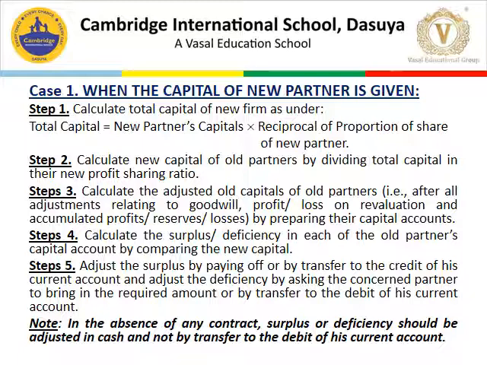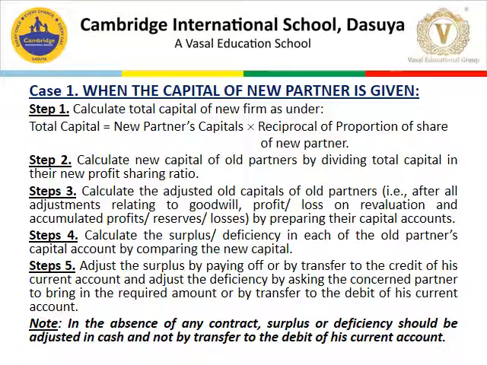Step number 1: first of all, we have to calculate the total capital of the new firm. Total capital of the new firm will be calculated with the help of capital brought in by the new partner. The formula is new partner's capital multiplied by the reciprocal of the proportion of share of the new partner. Then we will move to the next step. In this step, we will calculate the new capital of old partners by dividing the total capital of the new firm in their new profit sharing ratio.